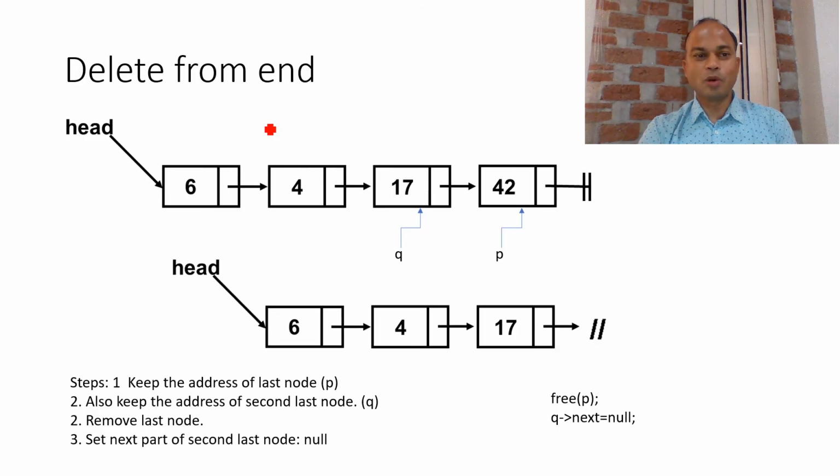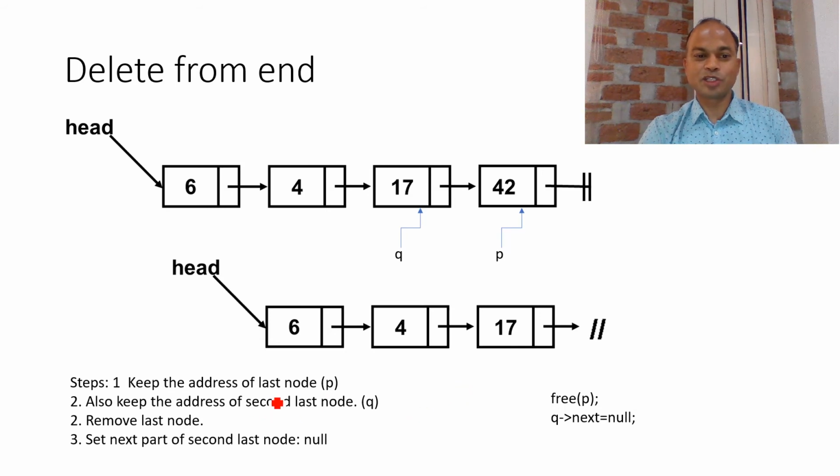Now, if we talk about the delete from end format, say this linked list is given. In this linked list, we have a total of 4 nodes and we want to delete this node. After deletion of this node, this is our linked list. So how can we perform the delete operation? We are discussing the various steps.